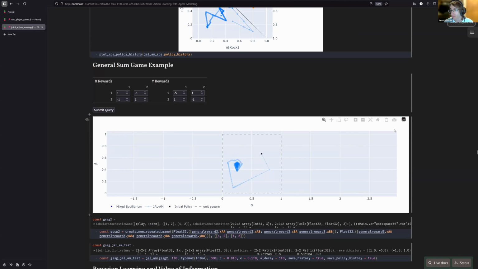So does that make sense? Any questions about this? Or the game matrix and the equilibrium point?